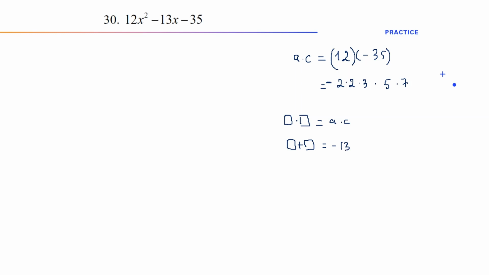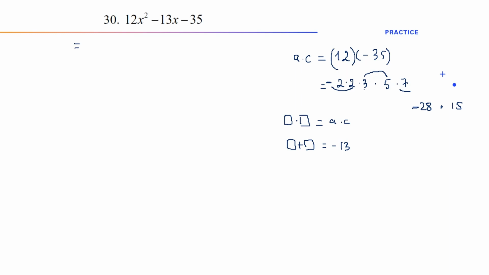Now we'll try that. 2 times 2 is 4. 4 times 7 is 28. And then I have 3 times 5, that is 15. And 28 times 15 is the same as 12 times 35. And we have the negative, so negative should be on the bigger number, negative 28 and 15. When you add them up, it will be negative 13.